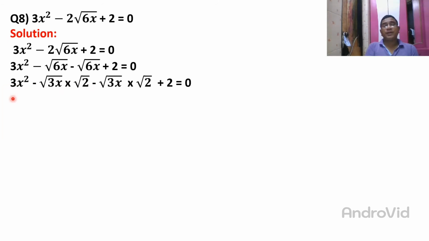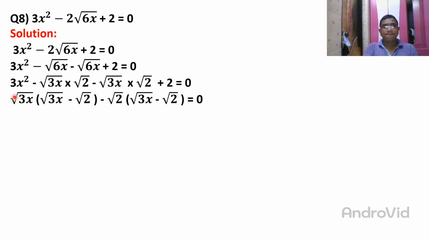So this 3 is also factorized as root 3 into root 3. Then you are getting common root 3, because root 3 into root 3 we are getting 3. So here is root 3, here is root 3, so it is common outside the bracket. Here is x, here is x. So root 3x is common. Then what is uncommon? Root 3x. So here I write root 3x. Minus, what remains? Root 2. So I write root 2.